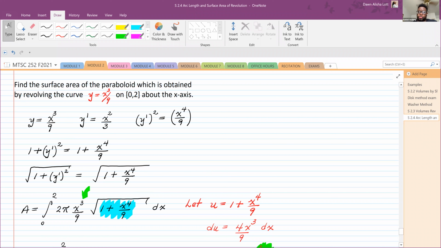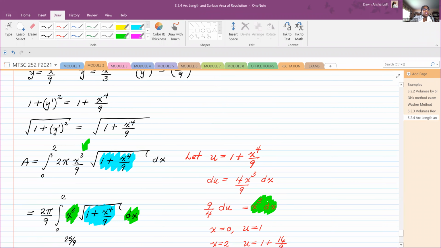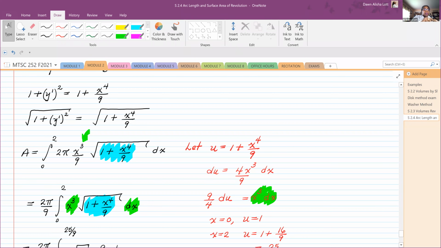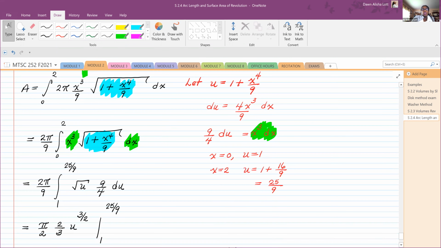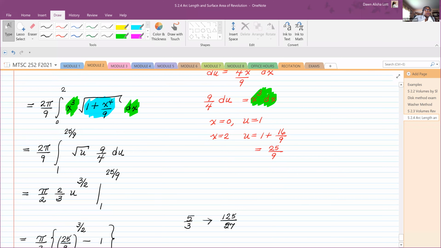Recap. Started with y, found y prime, found y prime squared, found 1 plus y prime squared, put it inside the square root, then put that in the integral with f of x or y. Then did a u substitution, let u equal x to the 4th over 9, found du, found what x cubed is in terms of du, put everything in. The big key here was when x equaled 2, you got 16 over 9. And then that gave you 25 over 9, which was a perfect square. So that was nice. So the fact that that was a perfect square, when I integrated that and I got 3/2, 2/3, I get pi over 3 because the 2's divide out.